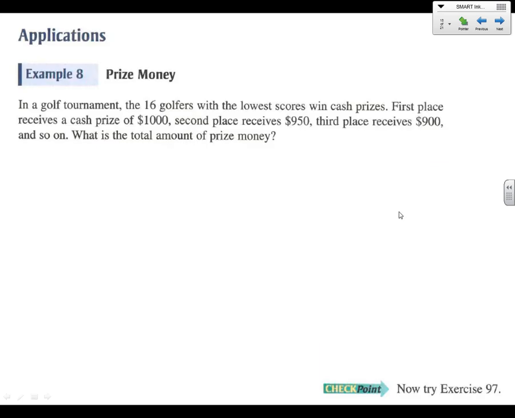All right, 2 word problems here to wrap things up. We got a golf tournament. 16 golfers with the lowest scores win money. First place gets 1,000, then 950, then 900, and so on. What's the total amount of prize money? All right, let's pull some things out here. A1 is 1,000. We have a common difference here of -50. We're going down by 50, and we have an n. N is 16. That's how many golfers there are. And we want the summation.